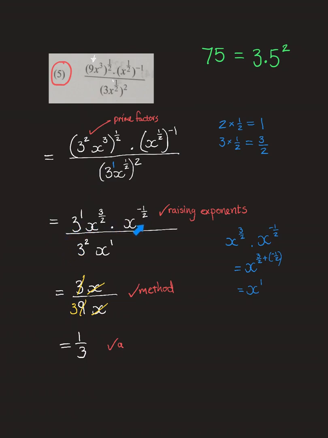The next step I did was I simplified the numerator. In other words, I added the exponents. The bases are the same, so they were multiplied by each other. I added them and I got x to the power of 1. So I had 3x over 9x. I was then able to cancel, leaving me with 1 over 3 as my final mark. This method mark over here is just to indicate that there was a correct method done at some point over here that involved cancelling or getting rid of the exponents. There are many different ways you can get there.